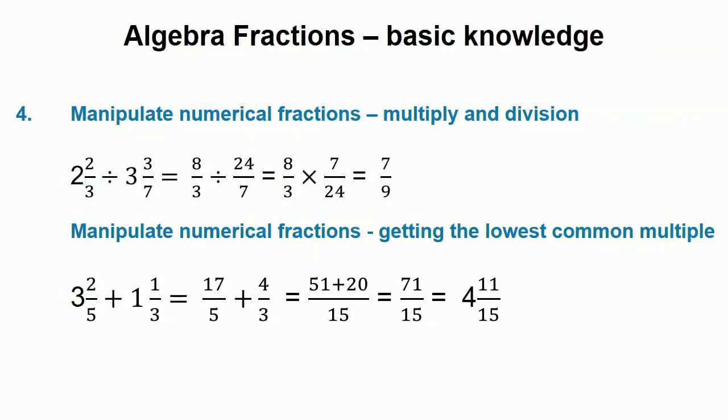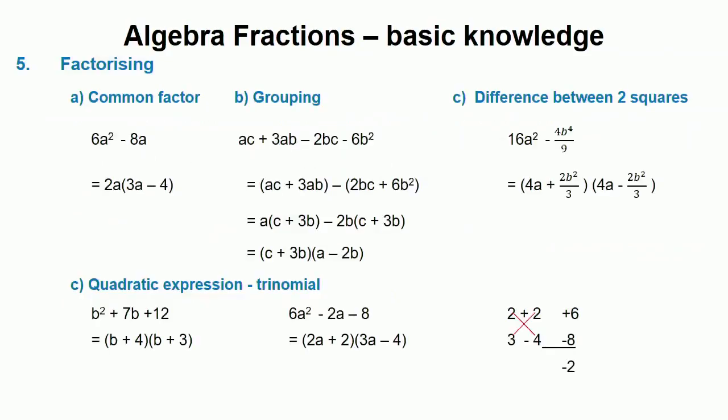Take out whole ones. 15 goes into 71 4 times. 4 times 15 is 60. How many left? 11. 11 what? 11 fifteenths. Then you also need to know the 3 different kinds of factorizing, actually 4. The trinomial is the last one. Common factor, grouping, difference between 2 squares.